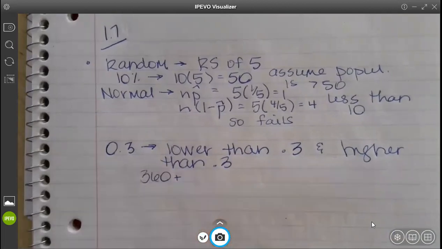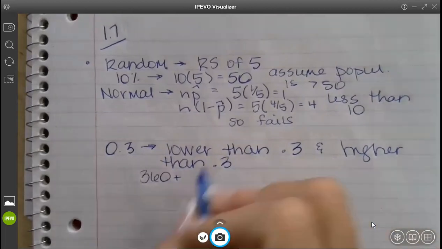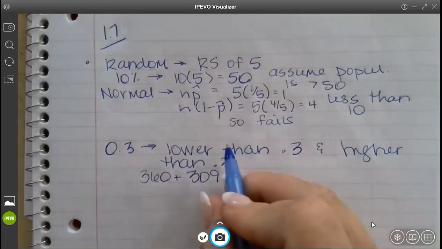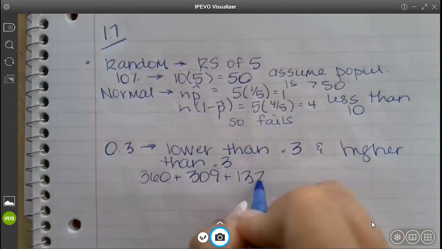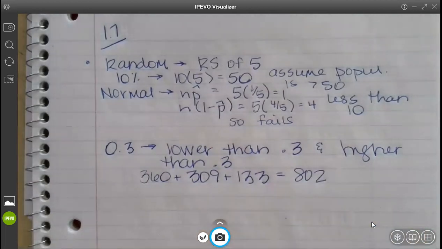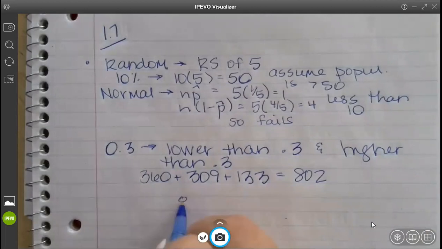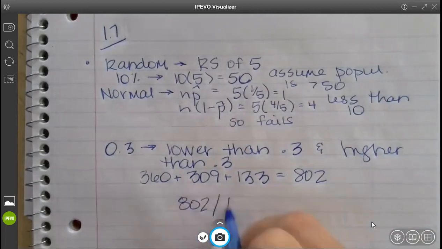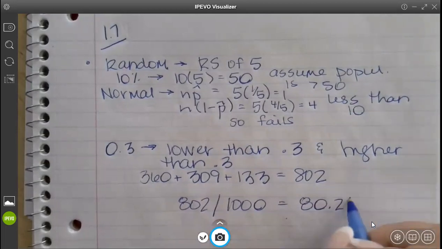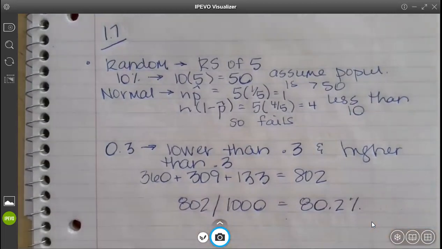in 360, that's the number in the frequency, 309, and 133 trials. So that's a total of 802. We had 1,000 trials. So that's 80.2%.